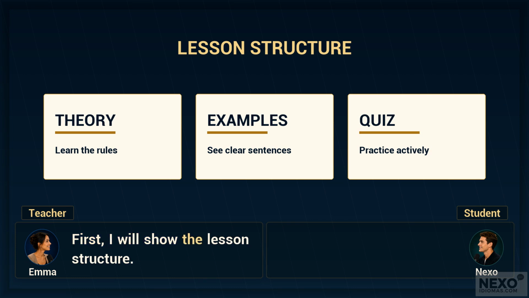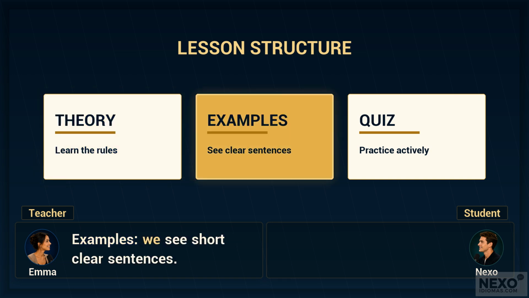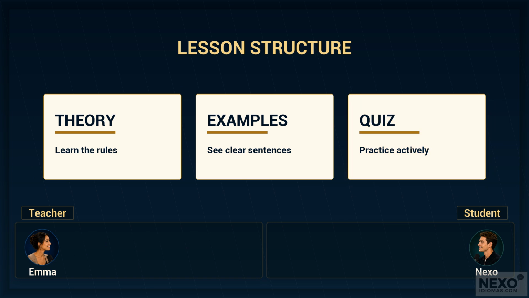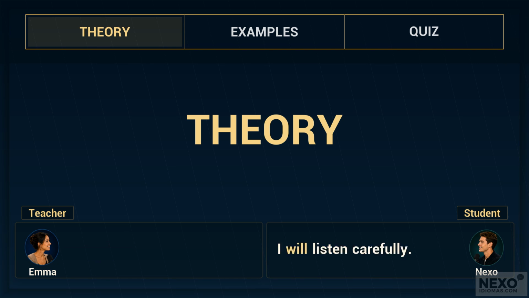First, I will show the lesson structure. Theory. We learn the rules step by step. Examples. We see short, clear sentences. Quiz. You choose the correct option. Nexo, are you ready to begin? Yes, I am ready. Now we start with the theory. Great. I will listen carefully.